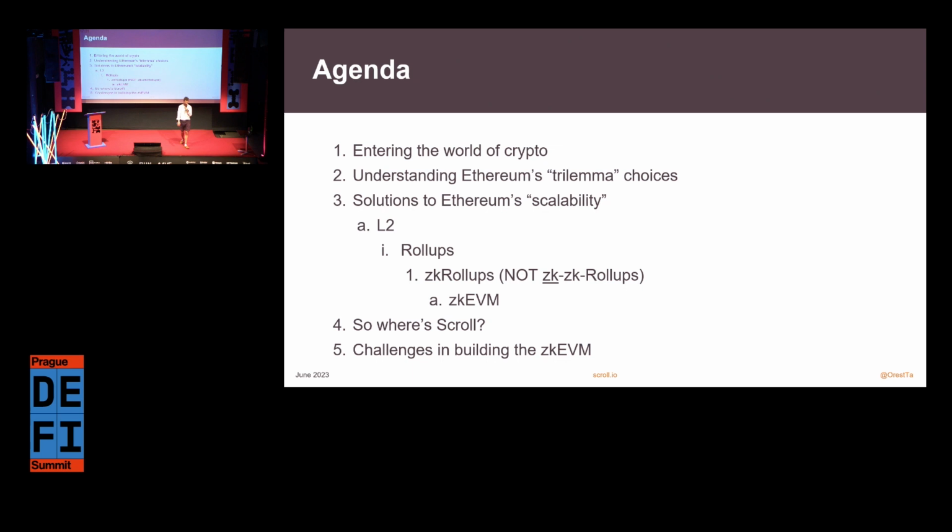I think most of you might be familiar with it. And then we'll jump right into solutions to those trilemma choices, and we will follow a hierarchy going down deeper every level along the way. So we'll start with L2s. We'll focus on one type, rollups. We'll focus on one type, ZK rollups, and we'll focus on one type of those, the zkEVM. Next, a quick update on where Scroll is at with respect to this hierarchy and the progress on that pathway. And finally, if we have time, we'll talk about challenges.